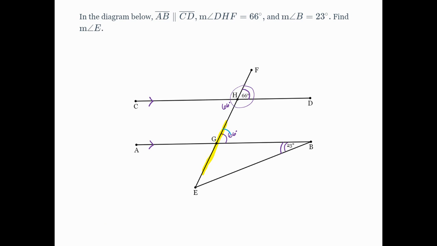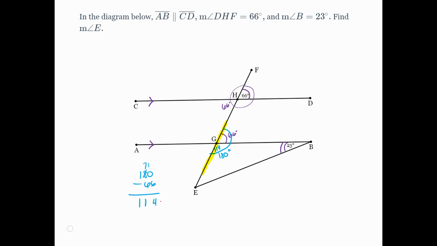This from here all the way to here makes my straight line, and I know a straight angle is 180 degrees. So I can take 180, subtract the 66 degrees I have, and do some quick math here. I get 114. So that tells me this inside piece right here is 114. Then, now I have 2 angles in my triangle.